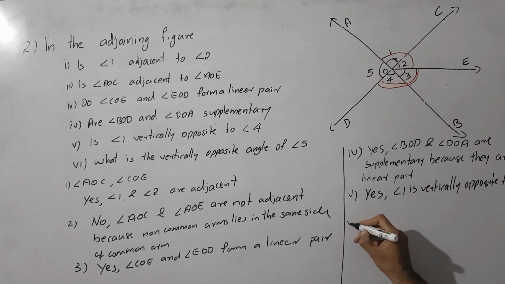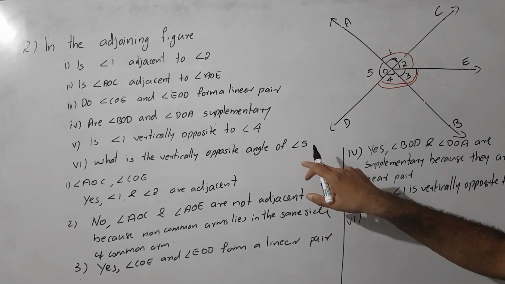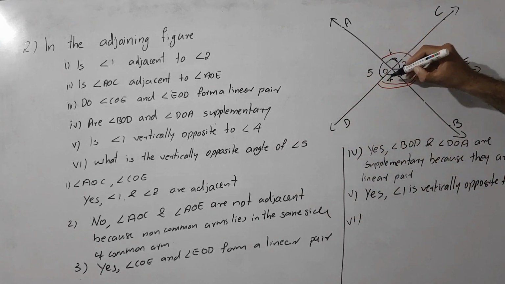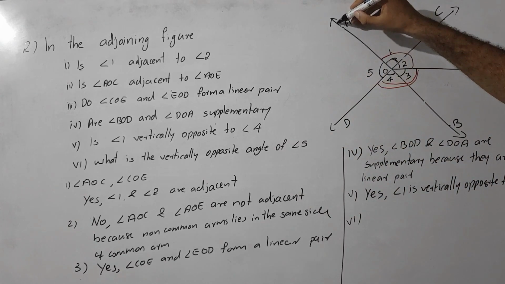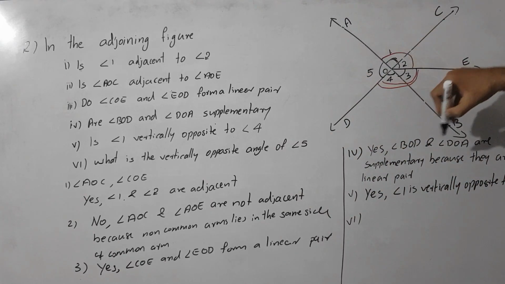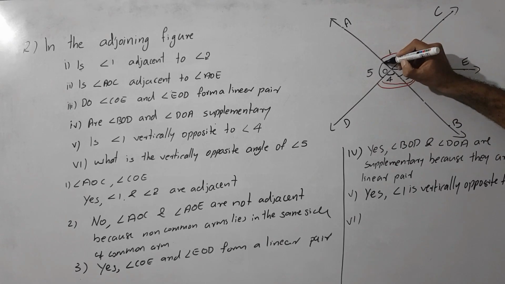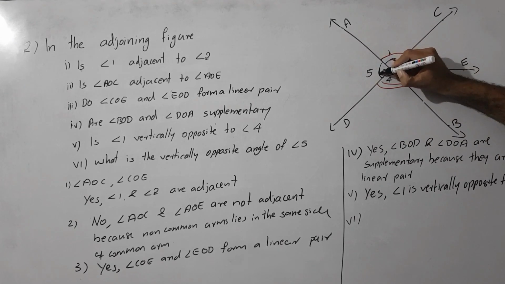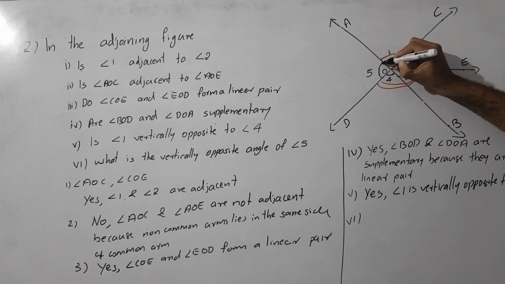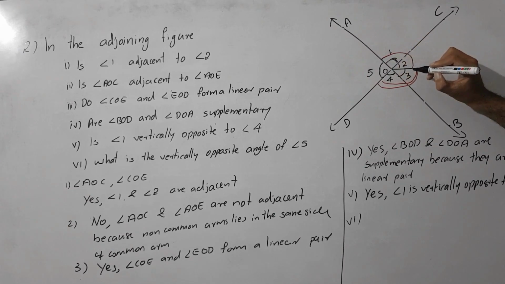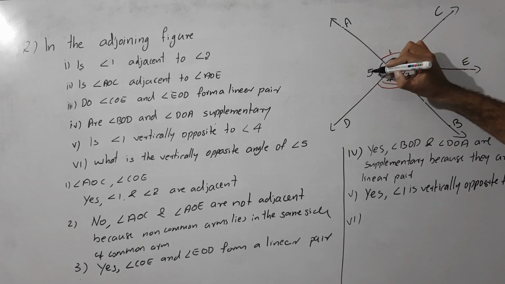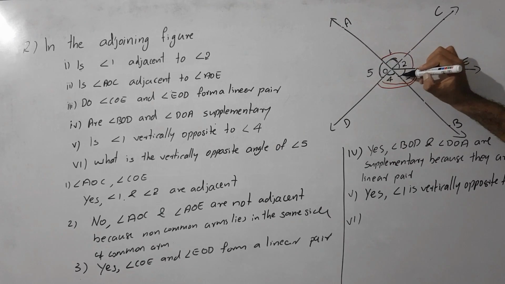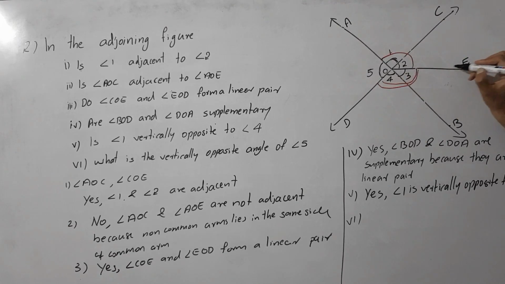Then the last one. What is the last one? What is the vertically opposite angle of 5? Angle 5 is marked from the line intersecting the lines AB and CD. Correct. So the angle is starting from the line AB and ending at CD. This is angle 1. So which one is the opposite? Is angle 3 vertically opposite to angle 5? No, because angle 3 is marked from the line AB to OE.